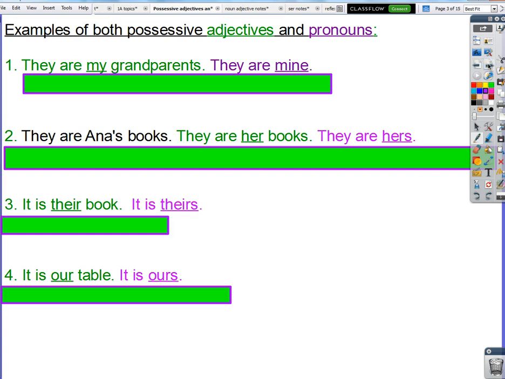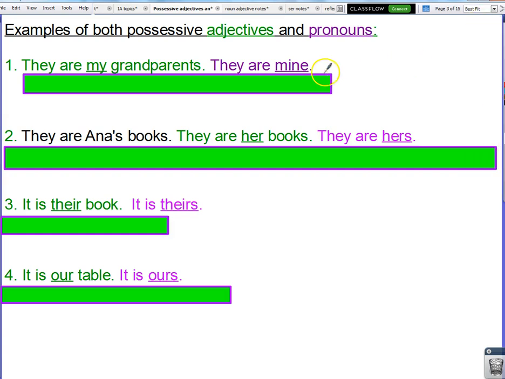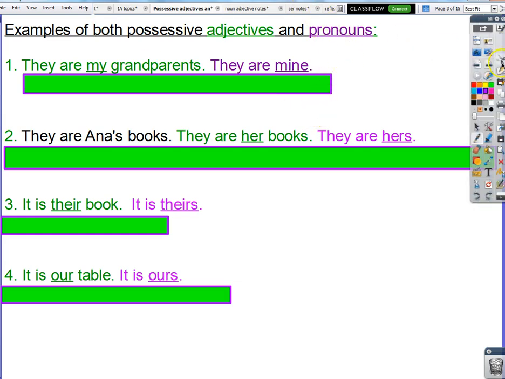And then if I go to my example sentences, the green sentences all practice using possessive adjectives. So you can pause this screen and practice them right now. I'm going to move on to talk about the possessive pronouns.